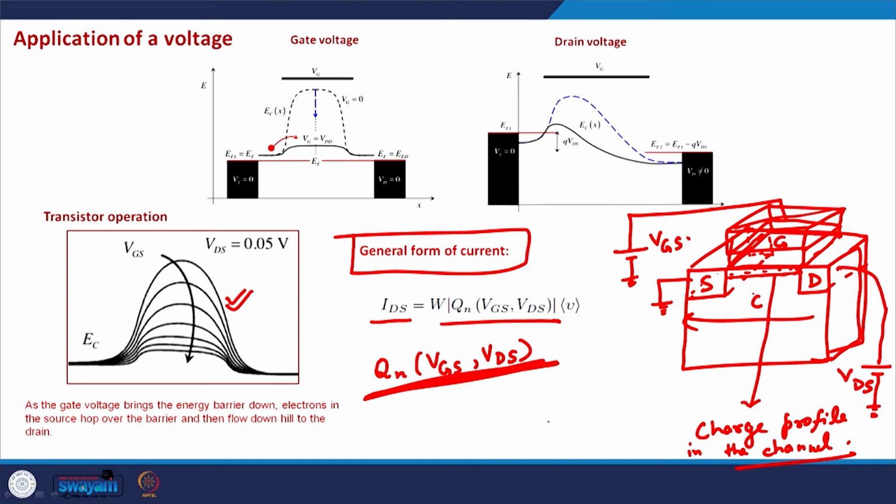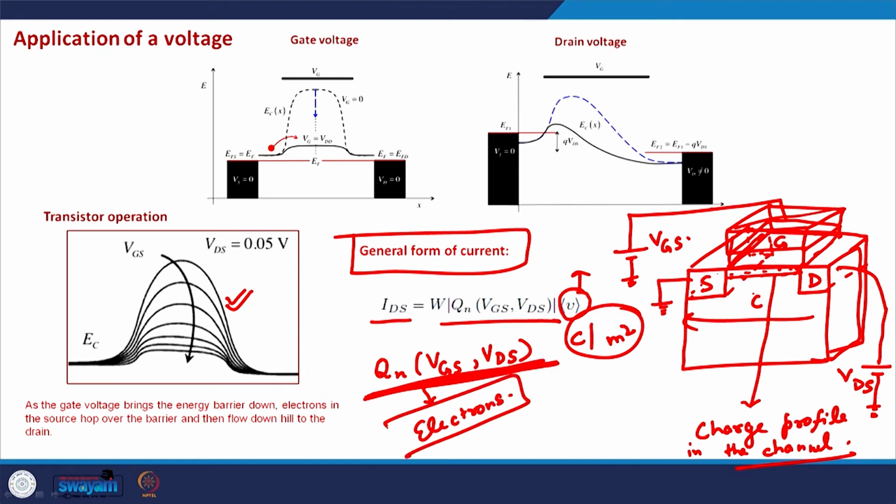Okay. This is the charge per unit area. The units can be coulomb per meter square. Second, the second important thing is the velocity of the charge carriers. So this charge is because of the electrons in the case of N MOSFET, because of the electrons in the inversion layer.